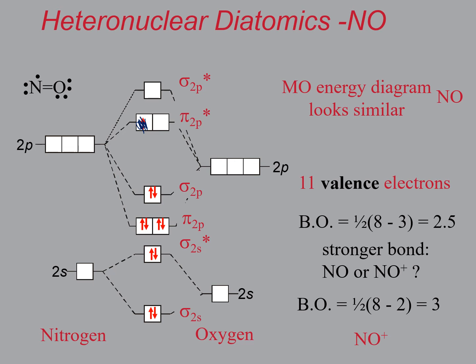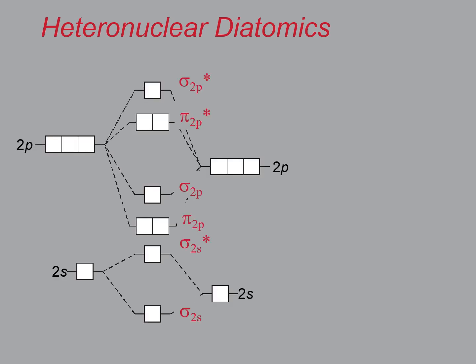All right, and I want to do one more example for a heteronuclear diatomic, and that is carbon monoxide. Again, heavier element, lower energy, so the states on the left here in this case would represent carbon, states on the right would represent oxygen. And because it's a heteronuclear molecule, we've got this ordering here with the pi 2p's lower energy than the sigma 2p. Count the valence electrons. In this case, we got 10. And so just put them in there. 1, 2, 3, 4, 5, 6, 7, 8, 9, 10.